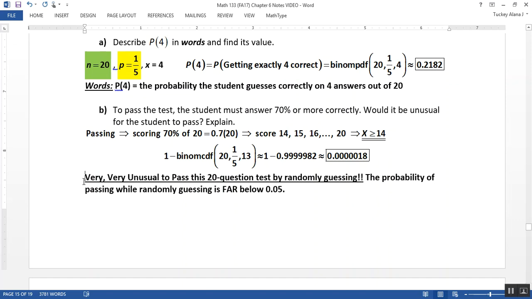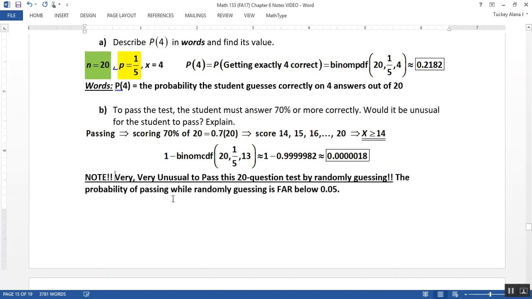And just a note, it's very, very unusual to pass this 20-question test by randomly guessing. This is far below 5%, right? So far below the 5% threshold for unusual, or even the 1% threshold for very unusual. This is very, very low. Okay? Which means you always want to study before an exam. You don't want to go in and randomly guess. Just my little lesson to you.